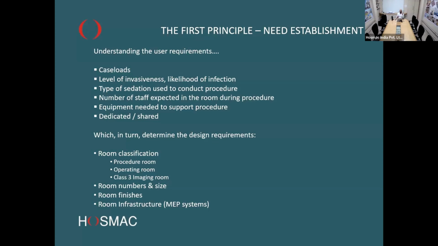When we plan, it's also important to understand the number of staff expected in the room during the procedure. So if I am doing something like, typically the examples that we come up with are cardiac, neuro, ortho, we typically have more assistants, more equipment, and so these are considerations you take into account when you're planning. So that's the next point, equipment needed to support the procedure.